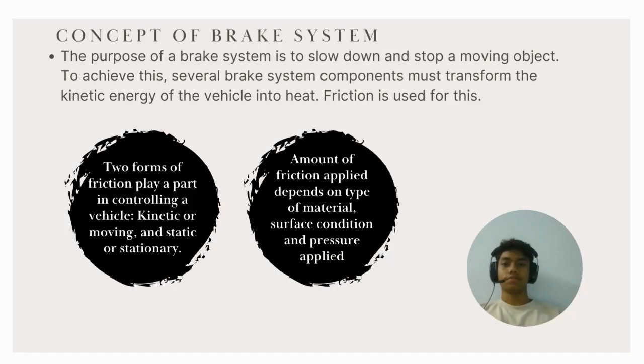For the concept of brake system, the general purpose of the brake system is to slow down and stop a moving object. Friction is used. To achieve this, several brake system components must transform the kinetic energy of the vehicle into heat energy. Two forms of friction play a part in controlling a vehicle. It is either kinetic or moving, and static or stationary. The amount of friction applied depends on type of material, surface condition, and pressure applied.